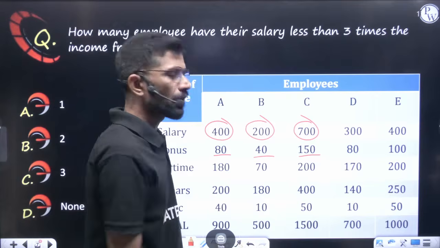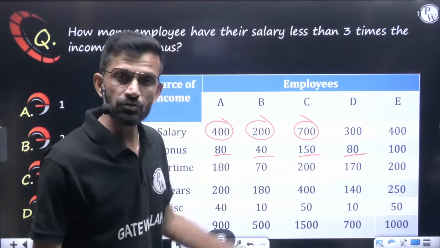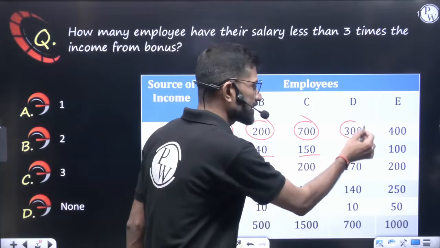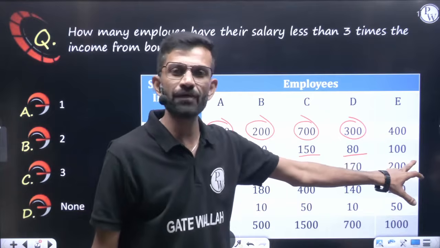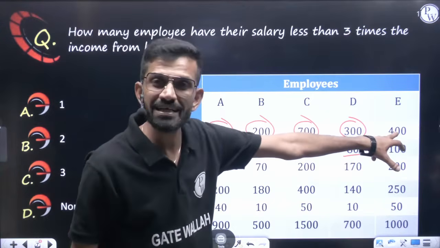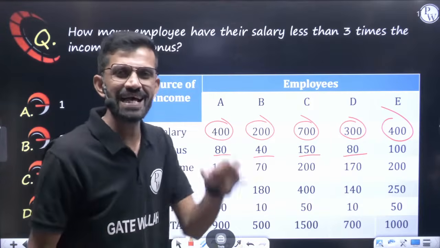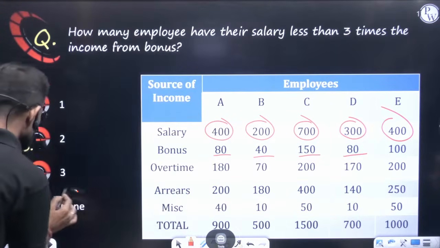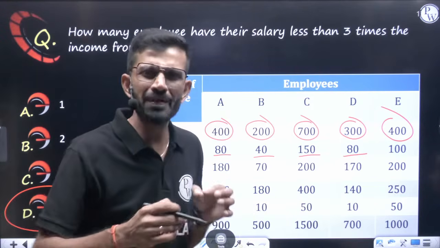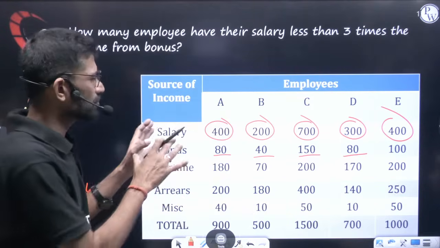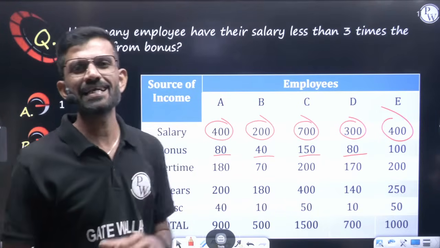Employee D is getting the bonus as 80. 80 into 3, 240. Is his salary less than 240? No. And employee E, 100 is the bonus. 3 times 100 is 300. Is his salary less than 300? No. So none of the employees are having their salary less than 3 times the bonus. So that is the reason, option D. Few basic calculations will be required, but here you can directly say the answer. Your observation is important, your analyzing is important.